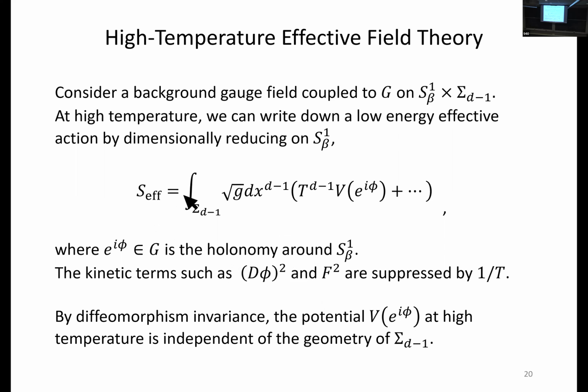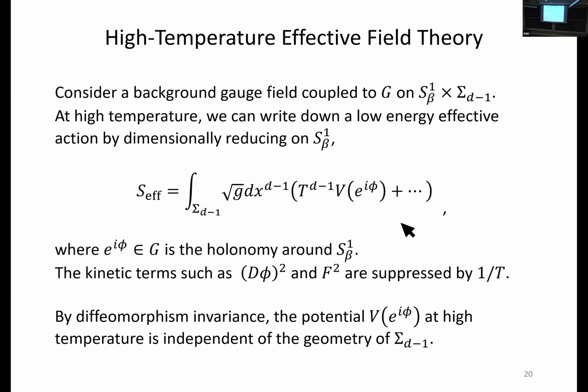And then it should have this kind of form. The leading term is proportional to the volume of the space multiplied by the temperature to the d-1 and is a function of the holonomy of the gauge group. There are subleading terms, which are, for example, proportional to the square of the field strength of the gauge field, etc. But that will be subleading in temperature.